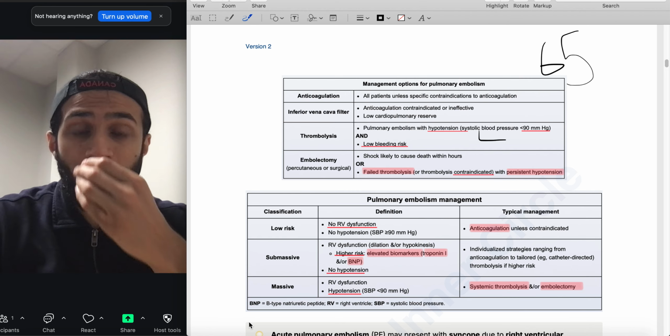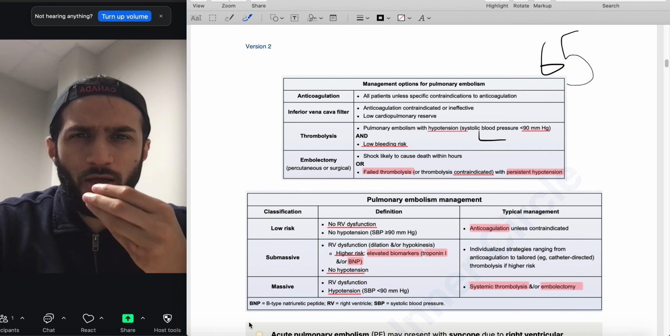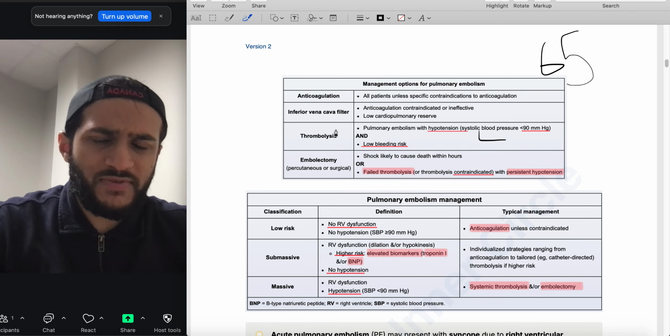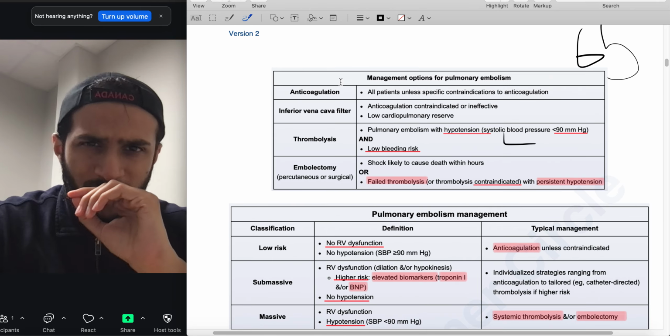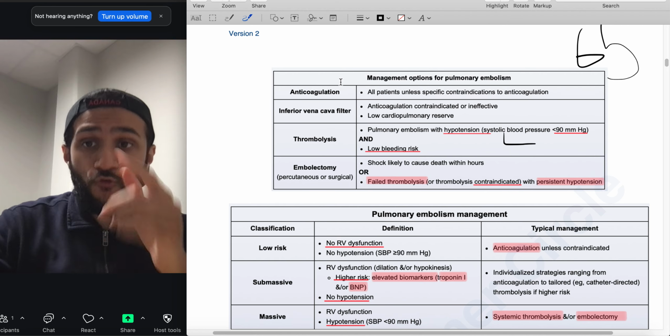How to manage pulmonary embolism. So essentially, we can do anticoagulation. I've seen this as a correct answer on some CMS forms. So we can give heparin. Okay, we want to give heparin for this condition.